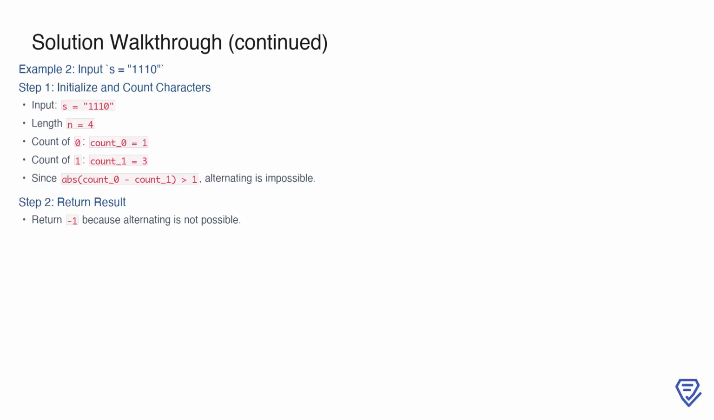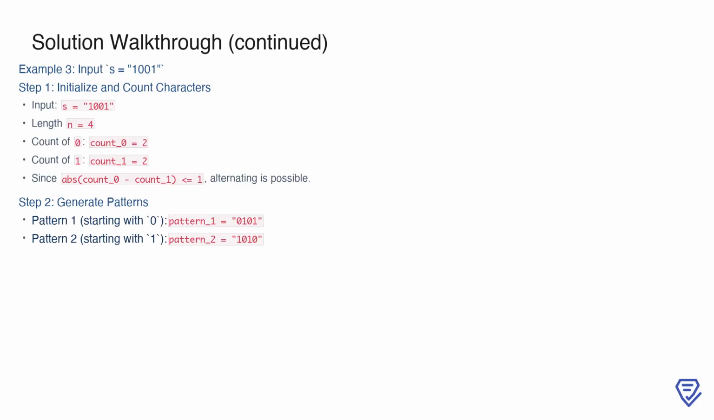In this second example, the input string is s equals 1110. We begin by initializing and counting the characters. The length of the string is 4, with count_0 equal to 1 and count_1 equal to 3. Here, the absolute difference between count_0 and count_1 is 2, which is greater than 1. This means it's not possible to transform the string into an alternating binary string, as the imbalance between 0s and 1s is too large. Since alternating is impossible in this case, the function simply returns -1.